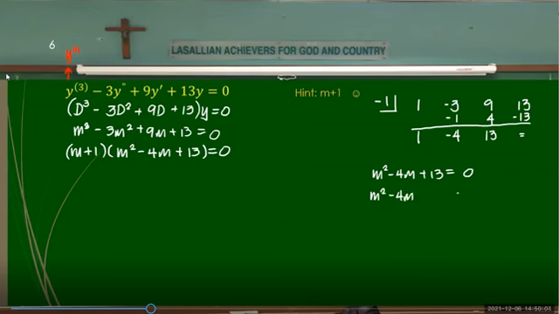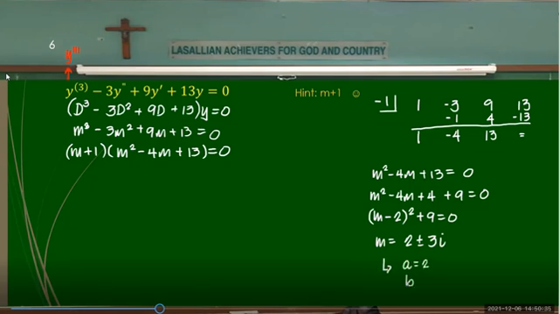minus 4m, what I need is a plus 4. So I'm left with a plus 9 equals 0. So this one would give me (m minus 2) quantity squared plus 9 is equal to 0. So solving for m, this is 2 plus and minus 3i. So in here, I can see that my a is basically 2, my b is 3.